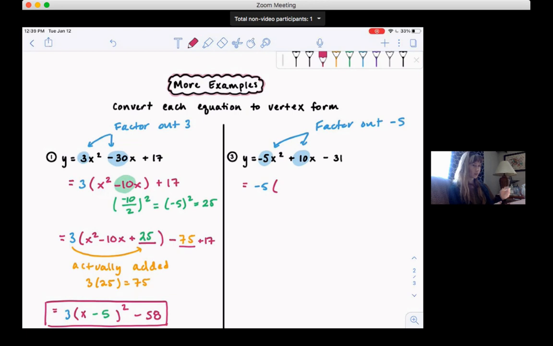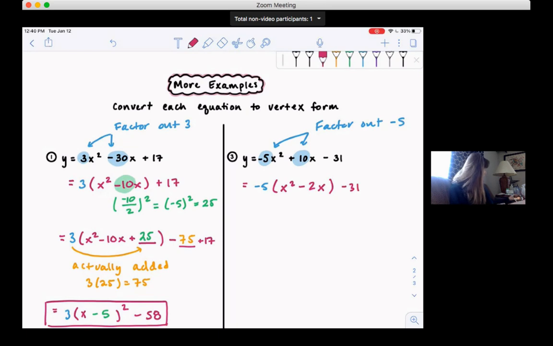So -5x squared, undistribute the -5, we just have x squared left. And then a positive 10x, undistribute or divide out a -5, we're left with -2x, because a positive over a negative is a negative. So with the negative coefficient, we just have to pay a little bit more attention to the signs. And then we still have -31 on the outside.